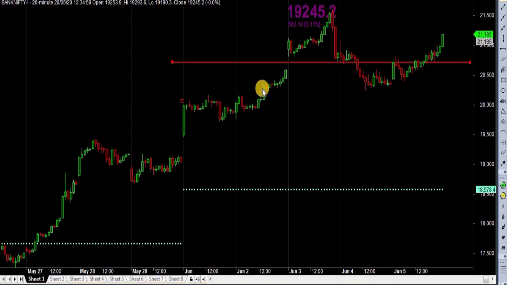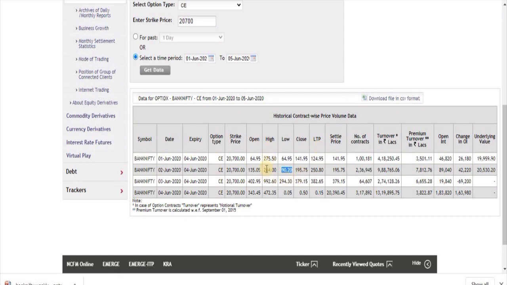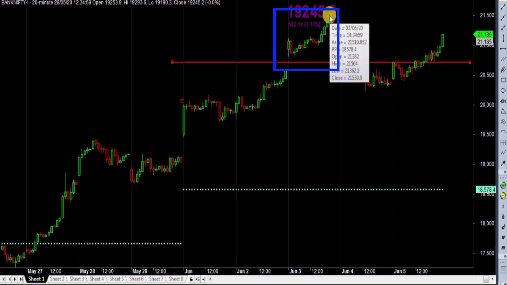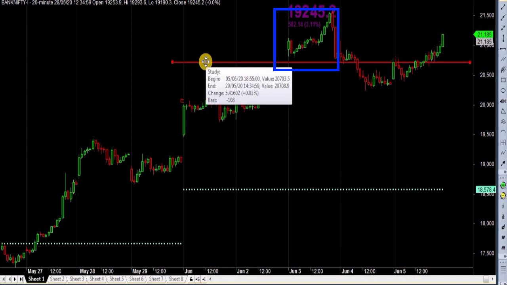Now what is going to happen on the 2nd June? The high of that was somewhere around 264 rupees. So on the second day it was 264 rupees again. On the third day, if you see, so this was the third day of the week, Bank Nifty went somewhere around 21,564. It means well above our target. Our target was 20,700, 300 points above 21,000, and then 500 more points above.